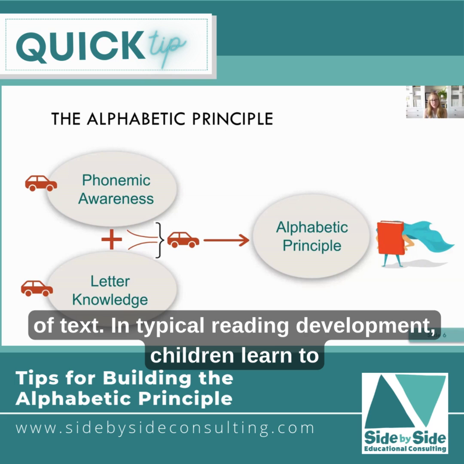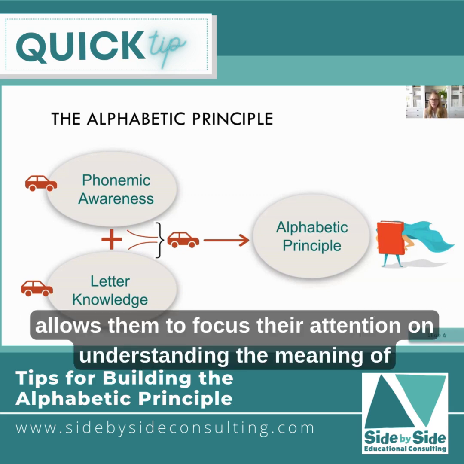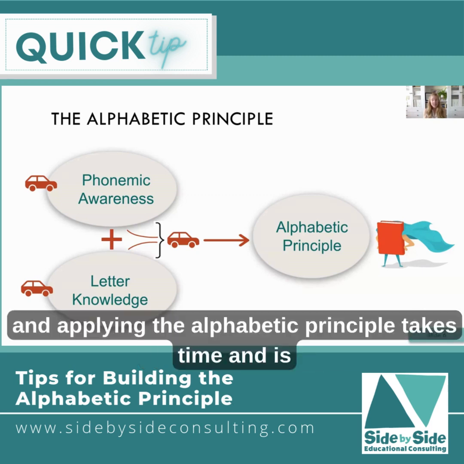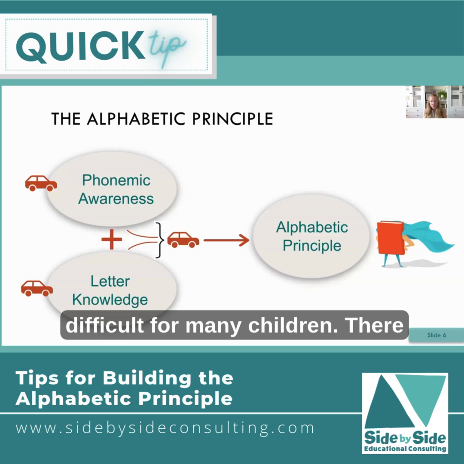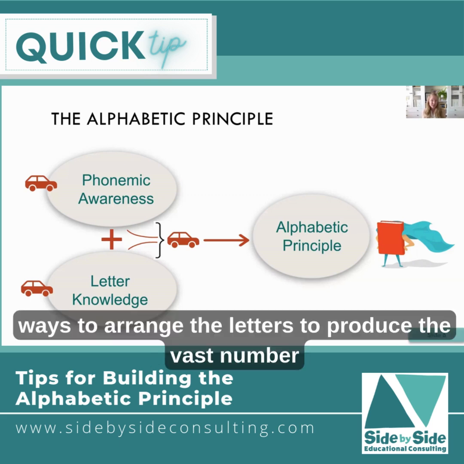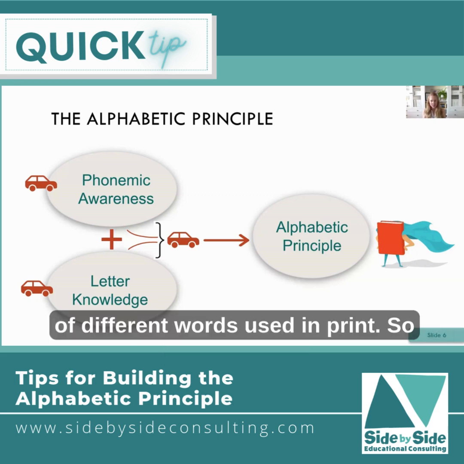And in typical reading development, children learn to use the alphabetic principle fluently and automatically. This allows them to focus their attention on understanding the meaning of the text, which is that primary purpose of reading. Learning and applying the alphabetic principle takes time and is difficult for many children. There are many letters to learn the sounds of, and there are many ways to arrange the letters to produce the vast number of different words used in print.